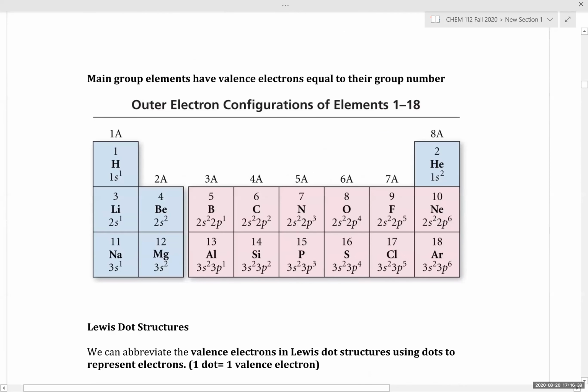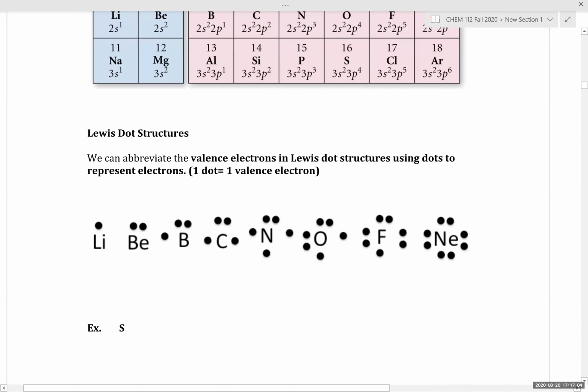Now, if we look at general trends in the periodic table, we notice that main group elements have valence electrons equal to their group number. So in each group, in each column of the periodic table, elements have the same number of valence electrons. What we can do with this information is start to draw what are known as Lewis dot structures. In Lewis dot structures, we abbreviate our valence electrons using dots to represent electrons. So one dot is one valence electron.